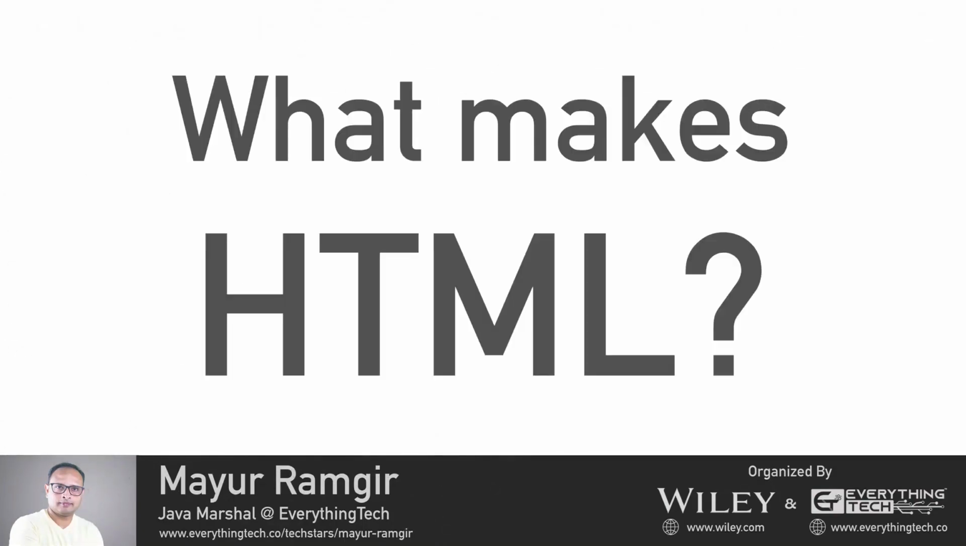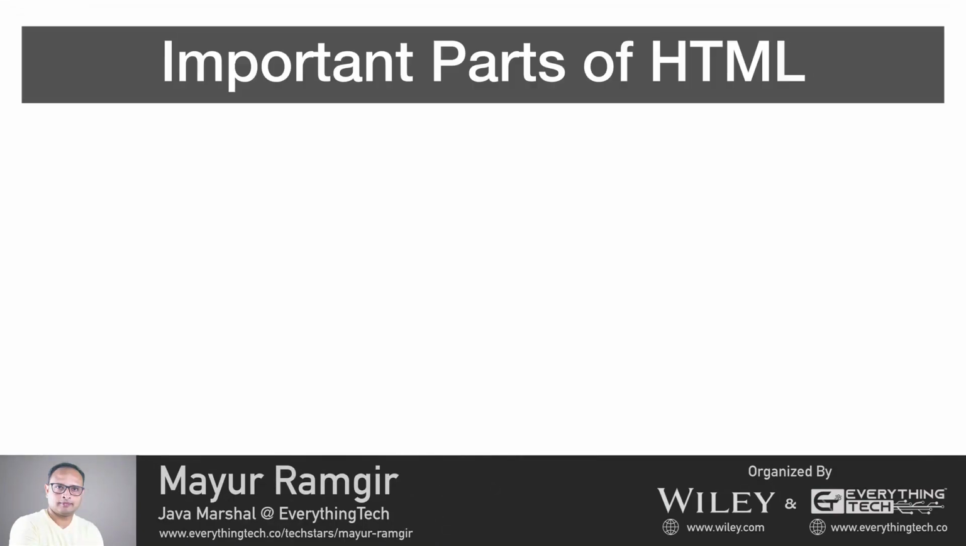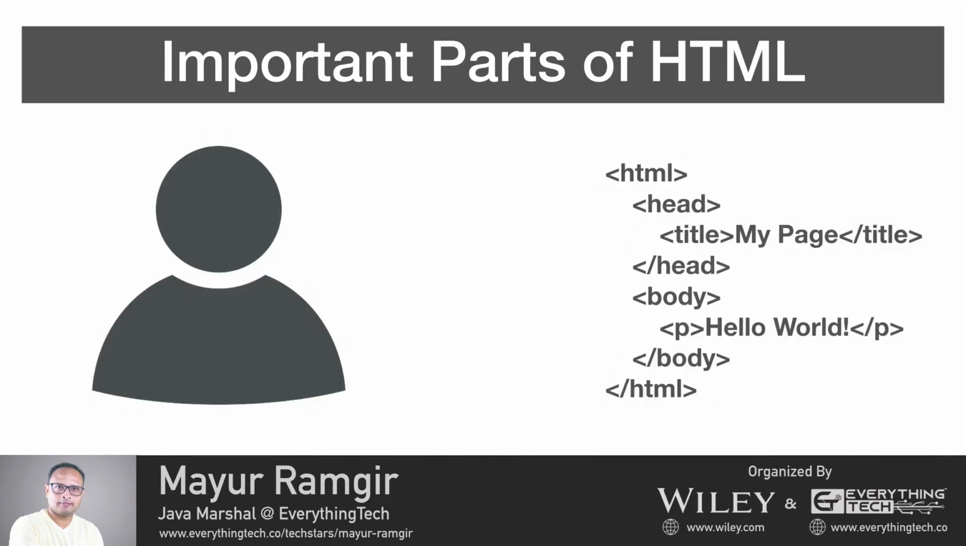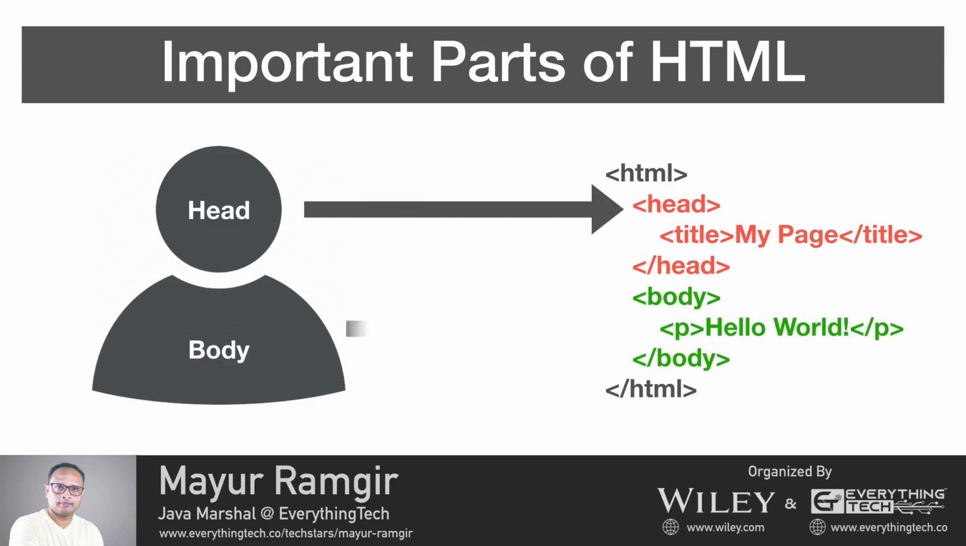What makes HTML? Important parts of HTML. There are two sections in HTML, head and body. Head is denoted by the head tag, which has other special tags like title. The body part is denoted by the body tag, which mainly contains the content that will get displayed in the browser window.